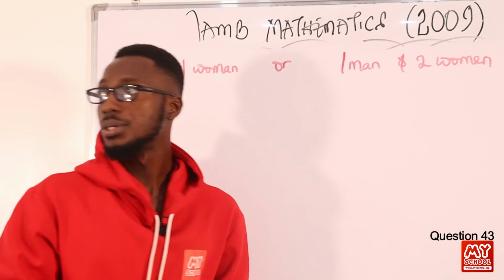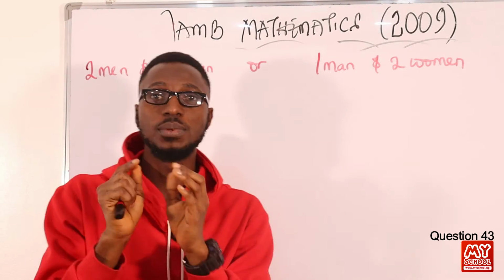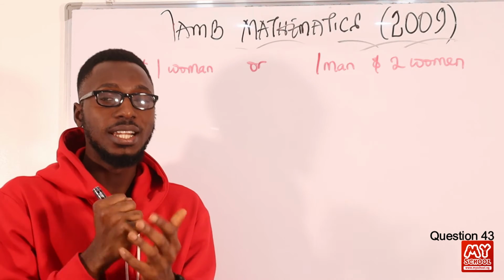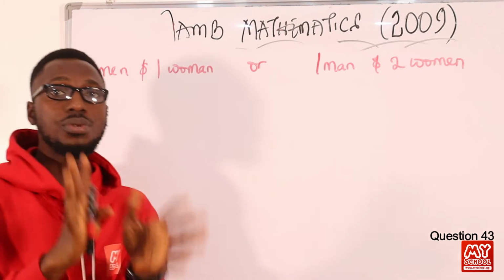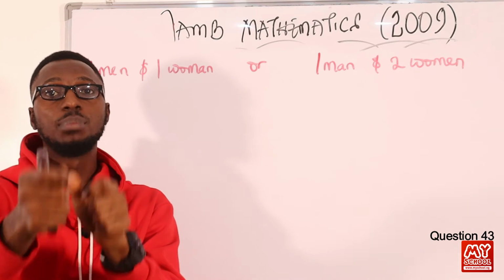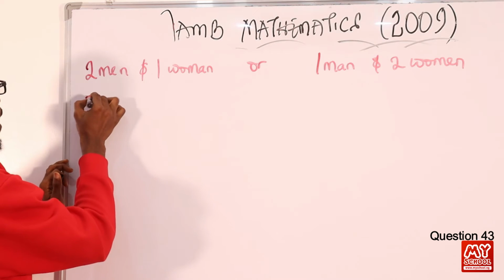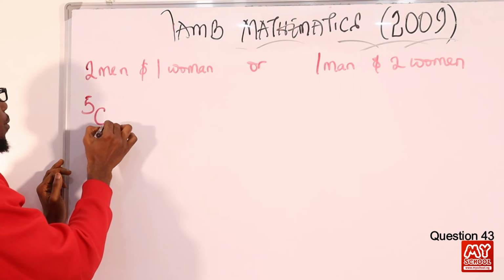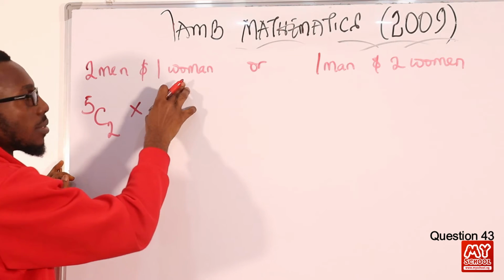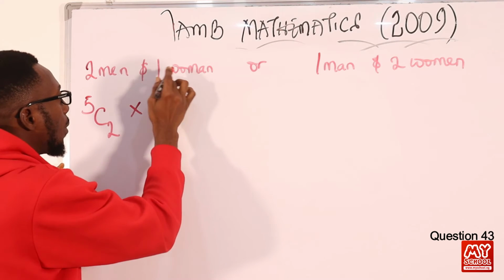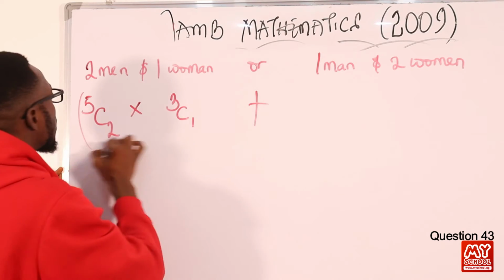All right, so because there is a specification that at least 1 man and 1 woman must be included to make up a delegation of 3, what I'm going to do is, we are talking about choosing, that is selection, and that is definitely combination. So we have 5 men, so that will be 5 for 2 men. How to select 2 out of 5 men, times the women, we have 3 of them. How to select 1 out of the 3? Or this all means plus.